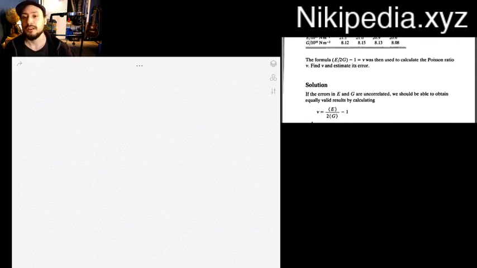The formula E divided by 2G, minus 1, equals nu, was then used to calculate the Poisson ratio nu. Find nu and estimate its error. So let's go to the solution.